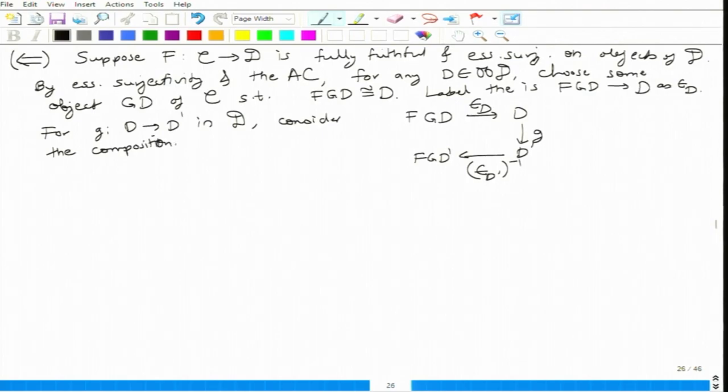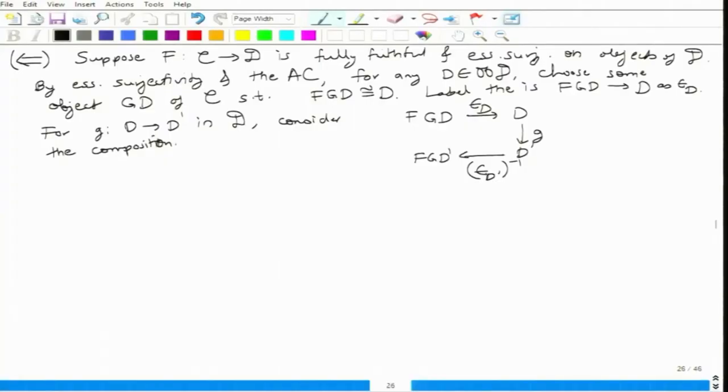What can you say about this composition? No, we first have to define something before attempting to prove anything. So consider this composition and what will you call it? FGG. But we have to define GG. What is GG?